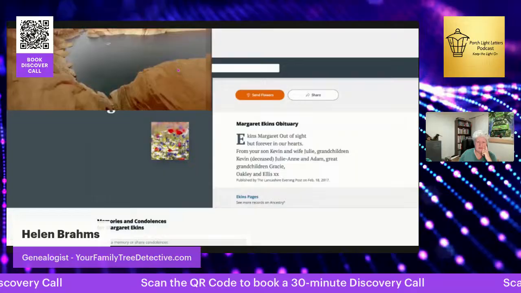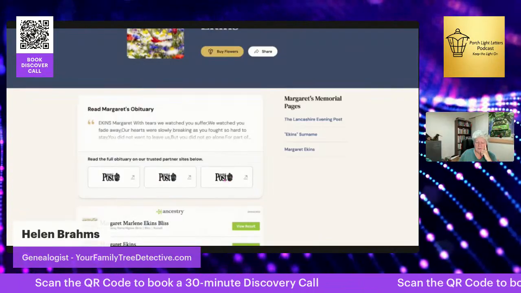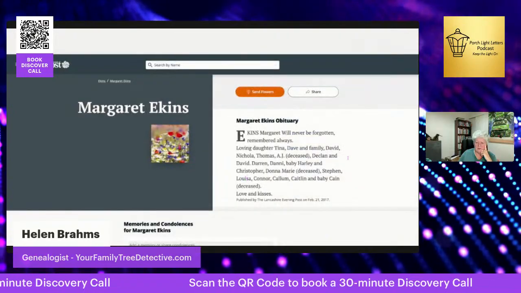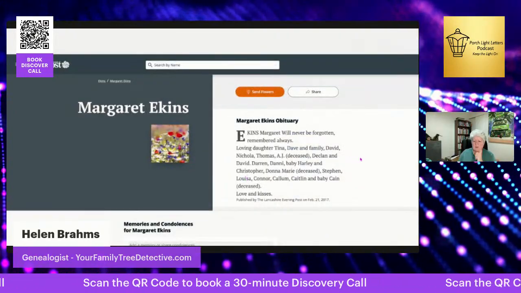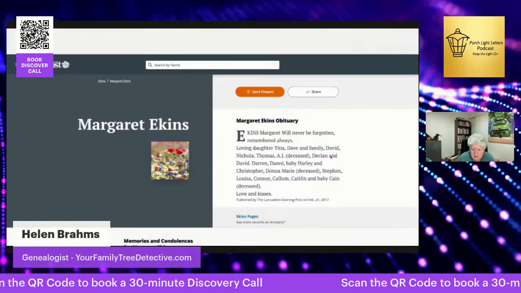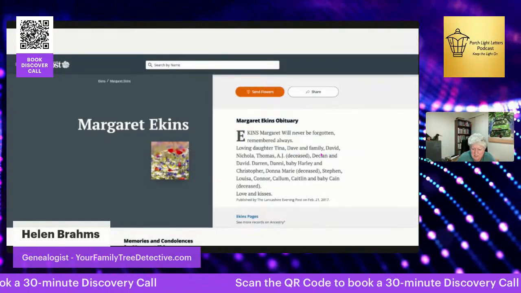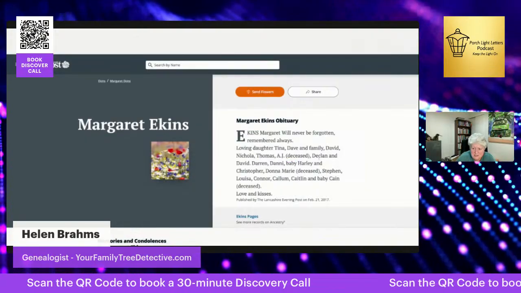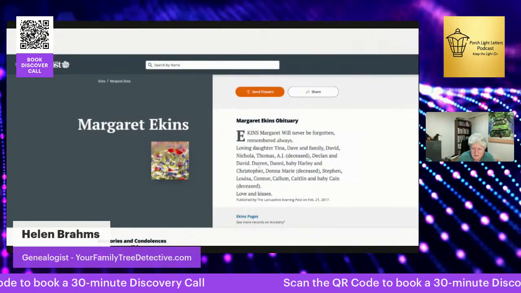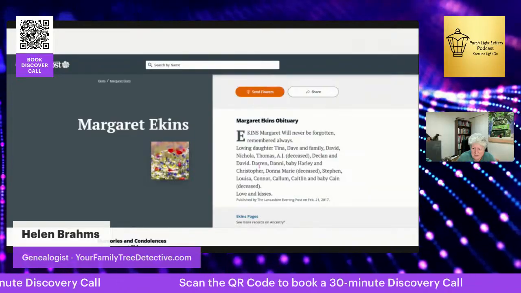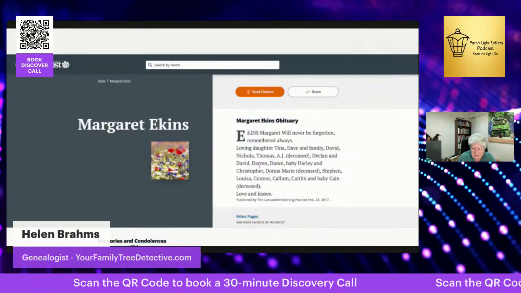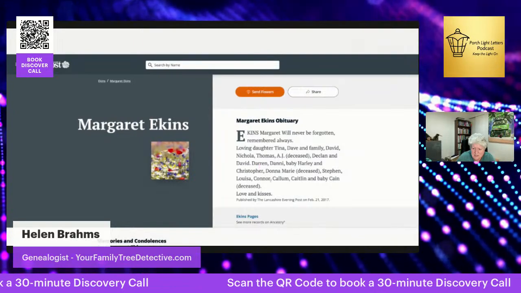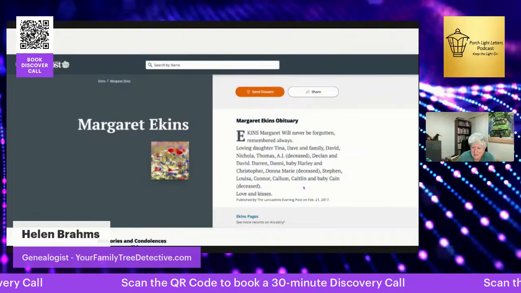I hate when they auto start things. Let's have a look at the third one and see what it says. Oh, this is another one. So here, loving daughter Tina, Dave and family: David, Nicola, Thomas, AJ, deceased, Declan and David, Darren, Danny, baby Hal, and Christopher, Donna Marie, deceased, Stephen, Louise, Connor.